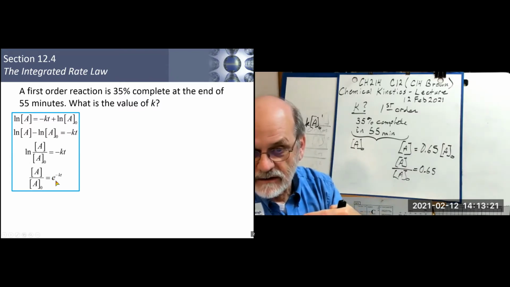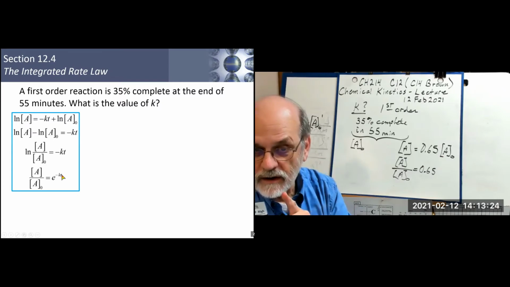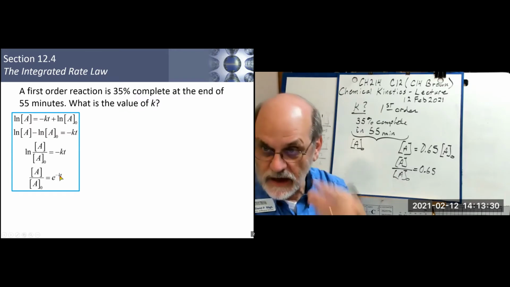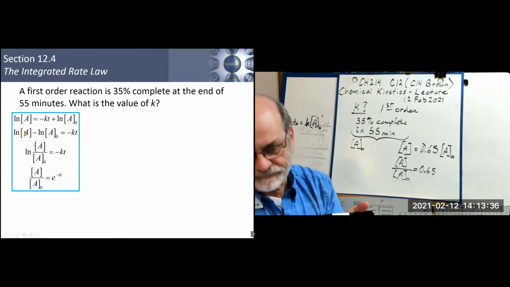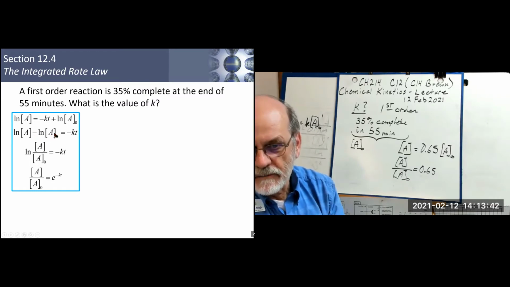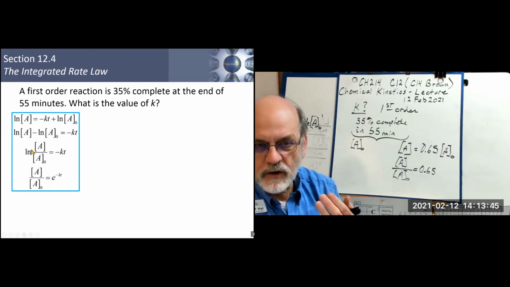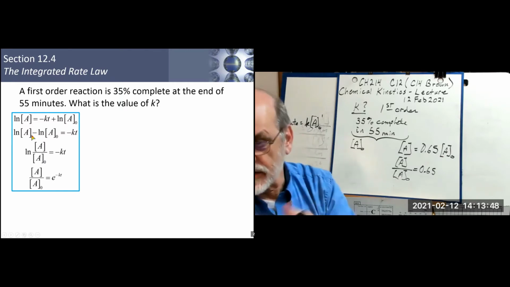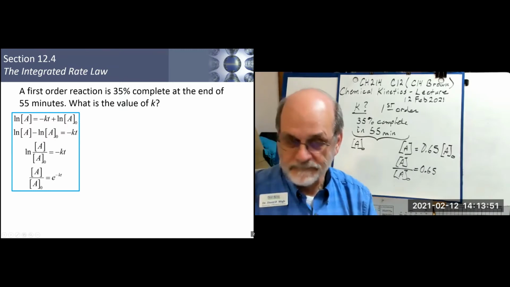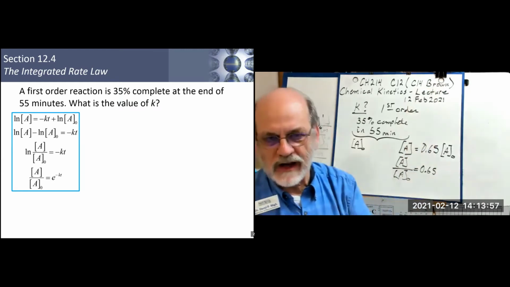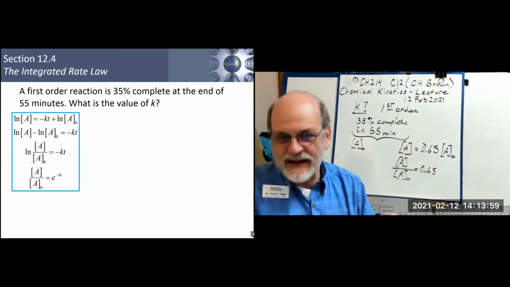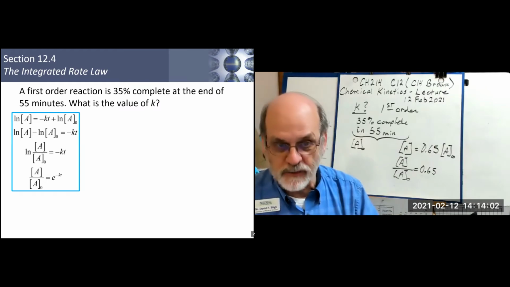We know this ratio. So if we reduce this first order rate law equation down to here, we know that e is a constant. t, we know, is 55 minutes. And minus k is the unknown that we're searching for. So how did we get there, right? Well, the log of A minus the log of A0 is the same thing as the log of the quotient, A divided by A0. That's just a mathematical transformation that was proven in your algebra class. That's the way logs behave.